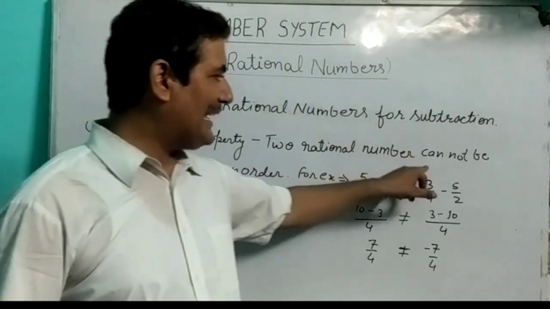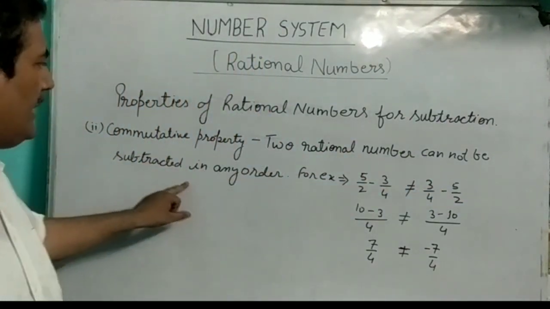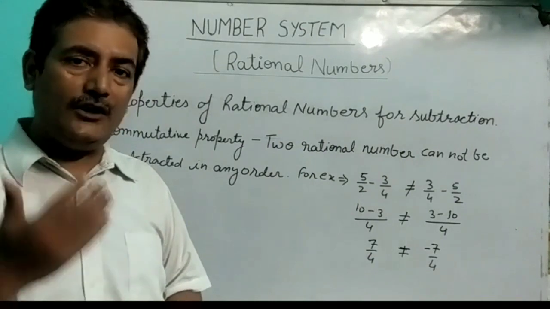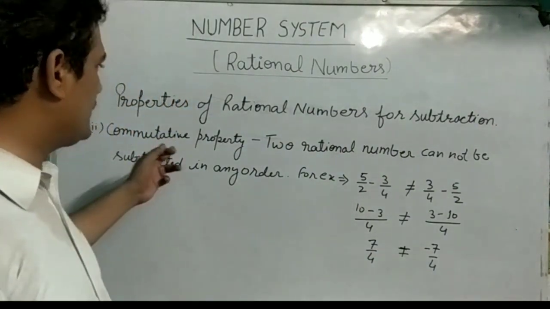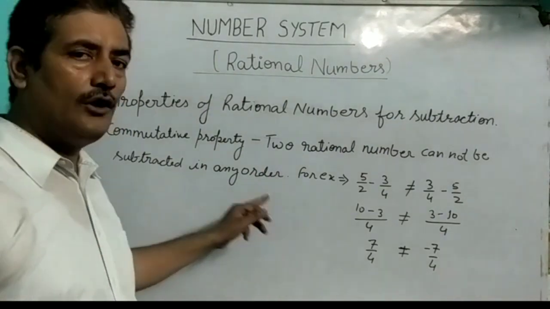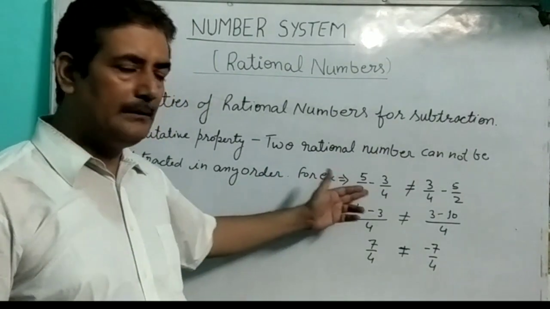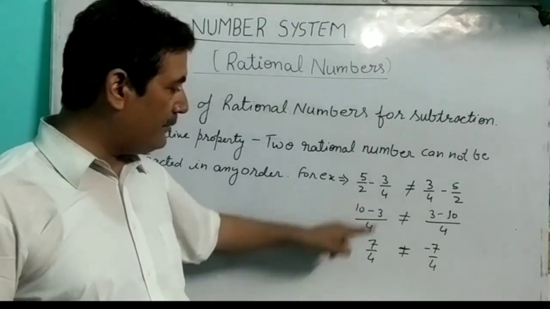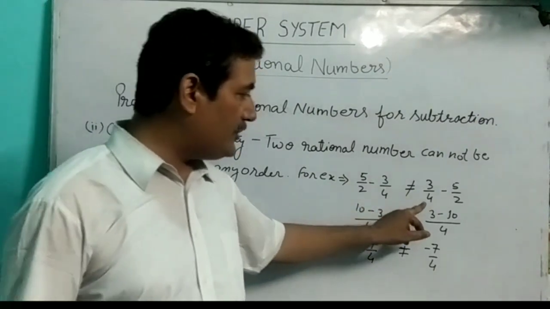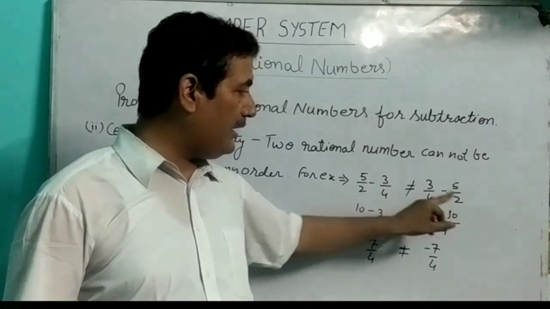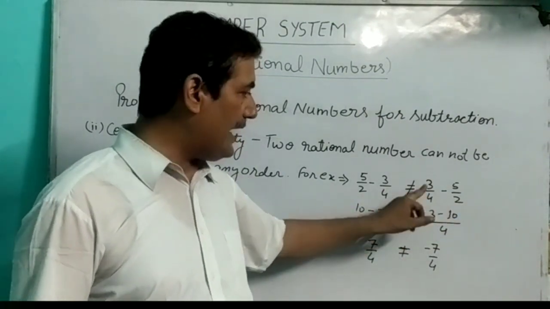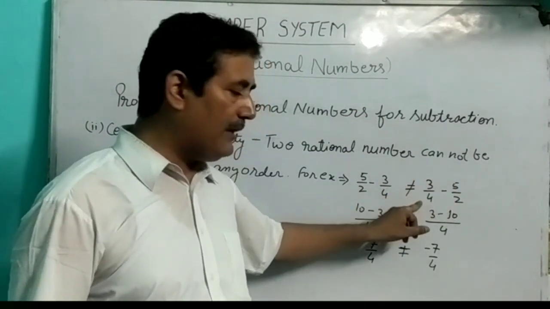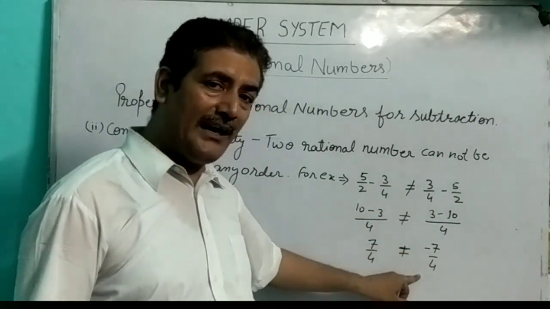Now we learn about the second property, commutative property. Two rational numbers cannot be subtracted in any order. In addition, we can add two rational numbers in any order, but in subtraction we cannot subtract in any order. For example, 5 by 2 minus 3 by 4. These are two rational numbers and their subtraction result is 7 by 4. But if we change the order, first we write 3 by 4, then subtract 5 by 2, meaning 5 by 2 subtracted from 3 by 4, the resultant number is minus 7 by 4.